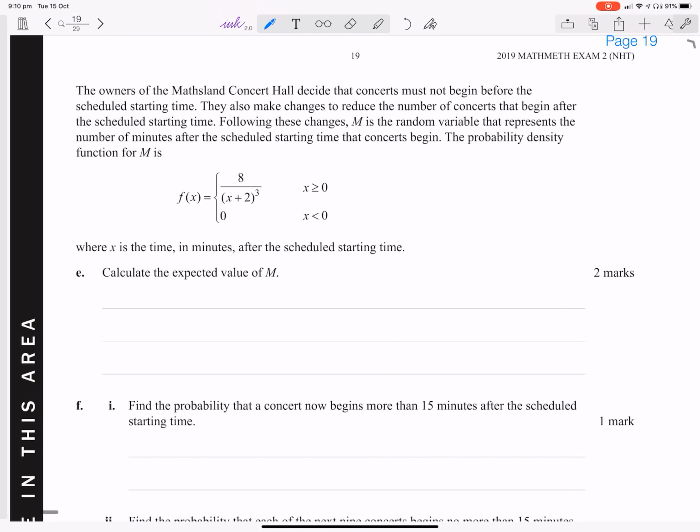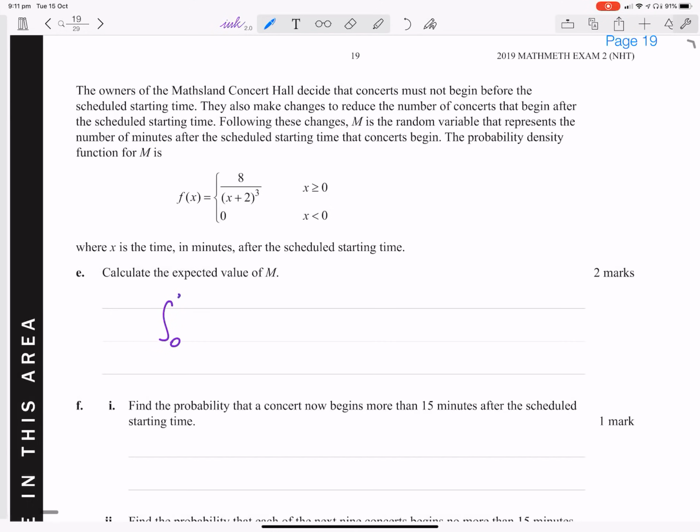Okay. The owners of Massland Concert Hall decide that concerts must not begin before the scheduled starting time. They also make changes to reduce the number of concerts that begin after the scheduled starting time. Okay, following changes, M is a random variable that represents the number of minutes, and so on. Okay, well, calculate the expected value of M.